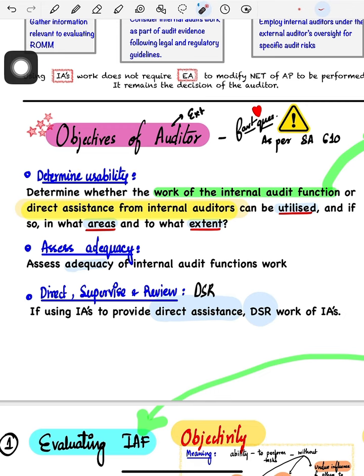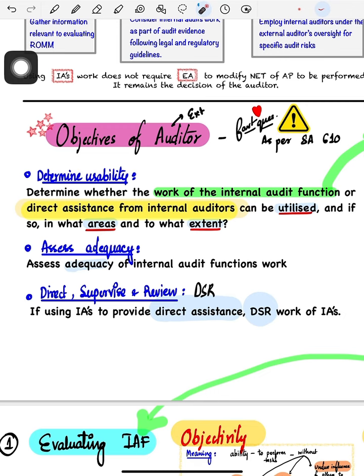Next, assess the adequacy of the internal audit function's work. The internal audit function's work should be adequate. If it is not adequate, if it is incomplete, then what's the point of using it? Next, direct, supervise and review. If using internal auditors to provide direct assistance, then direct, supervise and review the work of the internal auditors, because you are the external auditor.